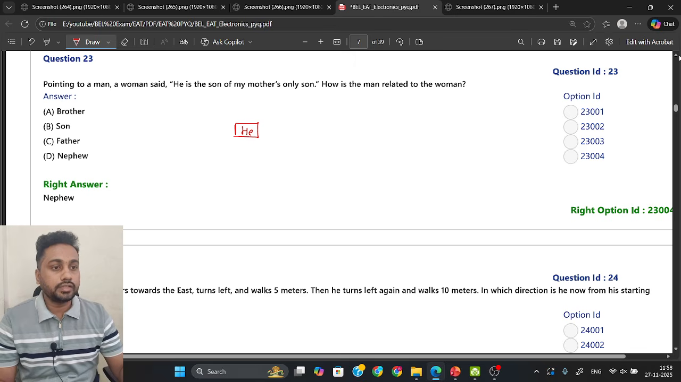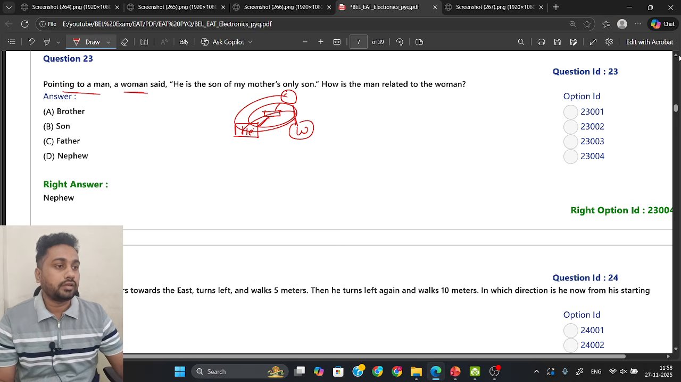So somewhere the woman is there. Suppose the woman is this side. So the woman is saying he is the son of my mother's only son. Okay, the woman's mother is there. The woman's mother's only son is there. For that, he is the son. Okay, he is the son. So like that, the only son is on this side.